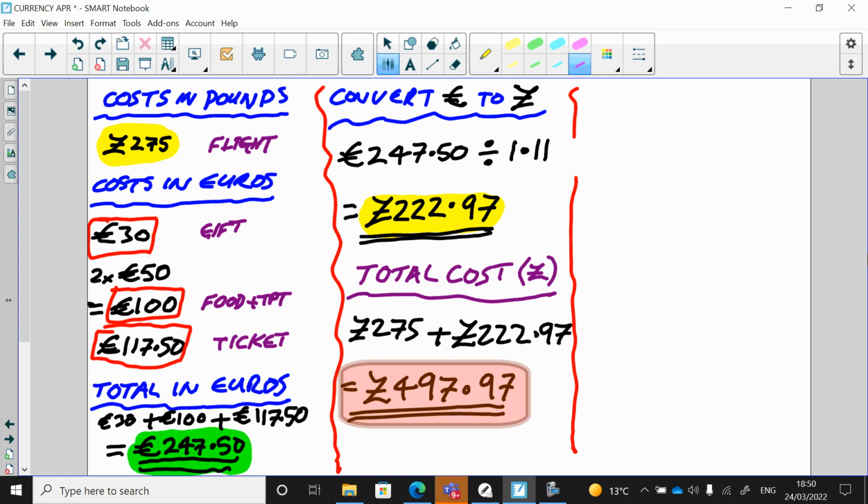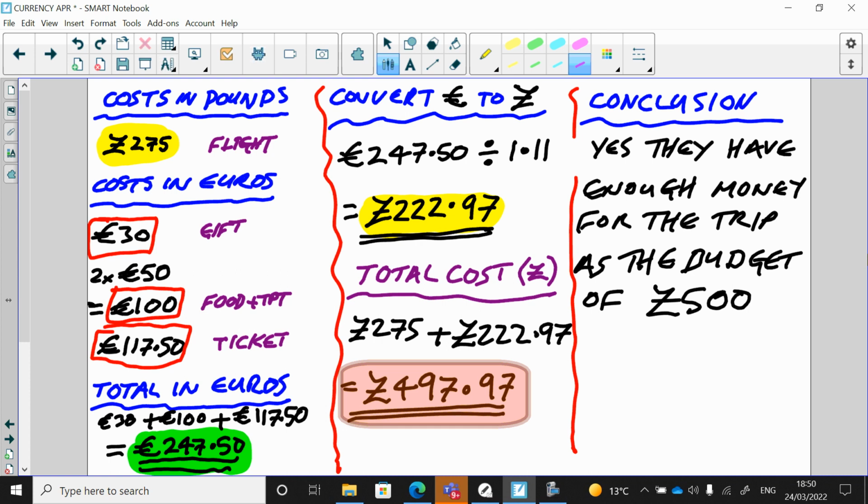Right, so we're going to summarise. I'll probably call it a conclusion. Right, so in my conclusion here, you can say yes or no, whatever. So I'm going to say yes, but I'm not going to leave it at that. I'm going to give a reason based on my calculations. That's why I put in all the hard work. So yes, I've got enough money for the trip.